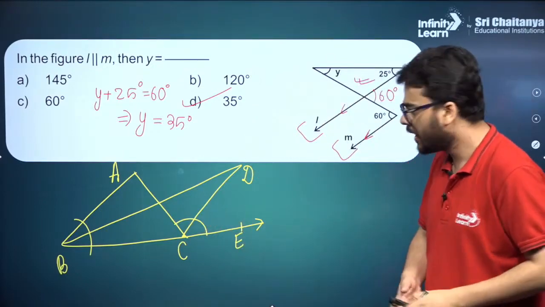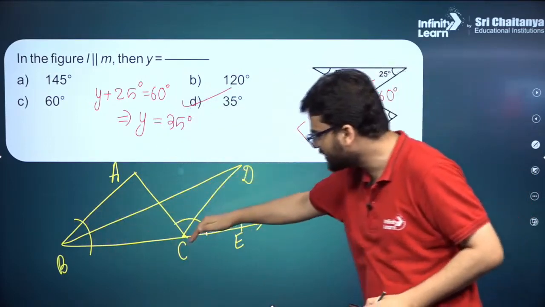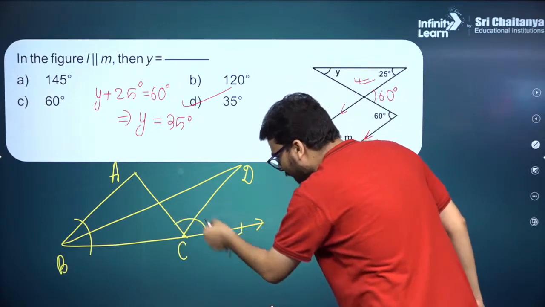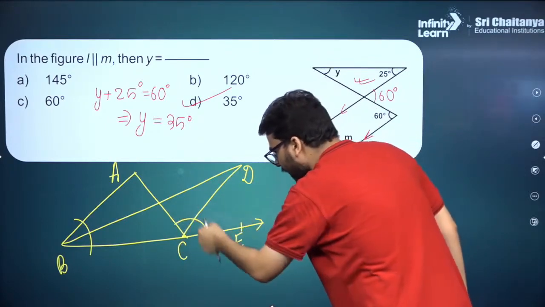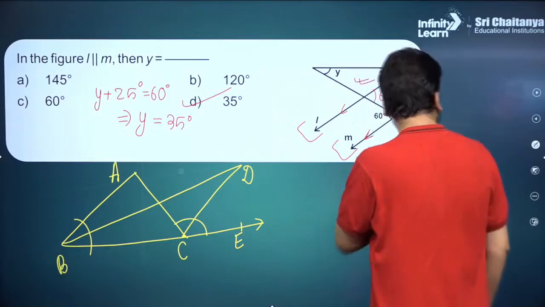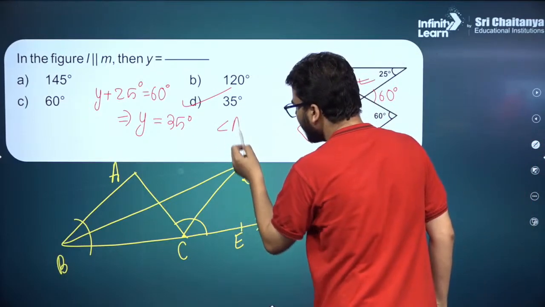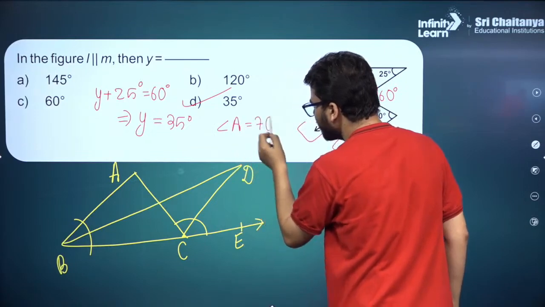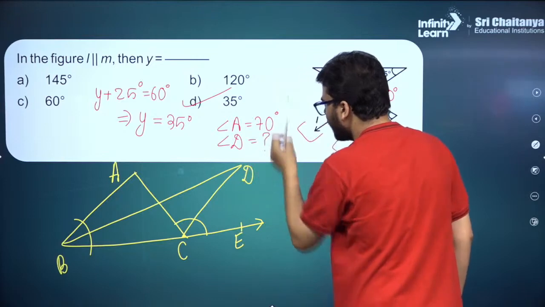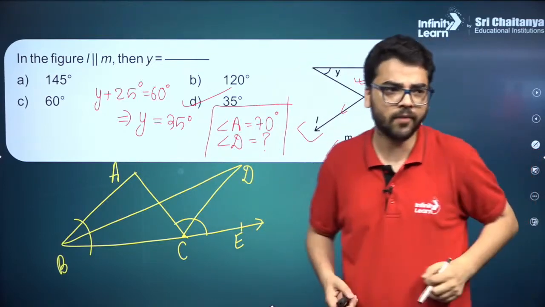You got it? BD is the bisector of angle B. CD is the bisector of external angle C, or you can say angle ACE. If it is given in this question that angle A is, suppose, 70 degrees, can you tell me what is the value of angle D? Have you got the question over here, guys? This is again a very important question.